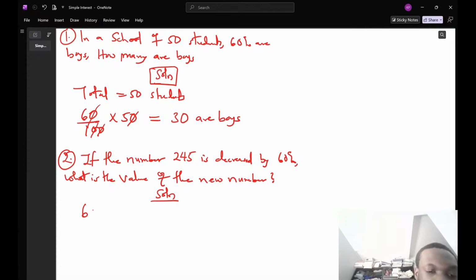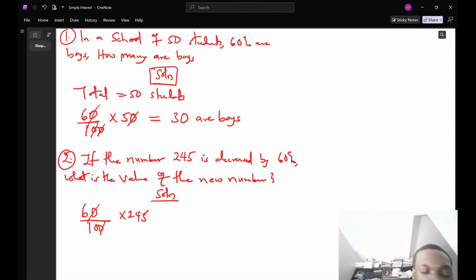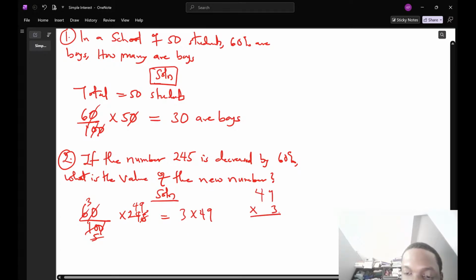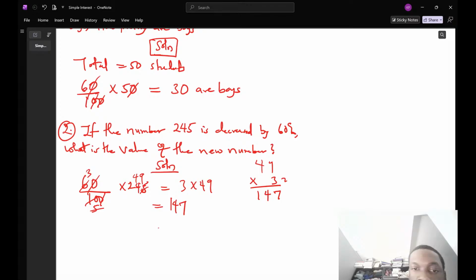So that will be 60%, sorry, 60 over 100 times 245. This zero will cancel this zero. 6 divided by 2 is 3. 10 divided by 2 is 5. So 245 divided by 5: 24 divided by 5, 5 times 4 is 20, so 4. 45 divided by 5 is 9. So we have 3 times 49. 3 times 9 is 27, write 7, keep 2. 4 times 3 is 12 plus 2 is 14. So that's 147.